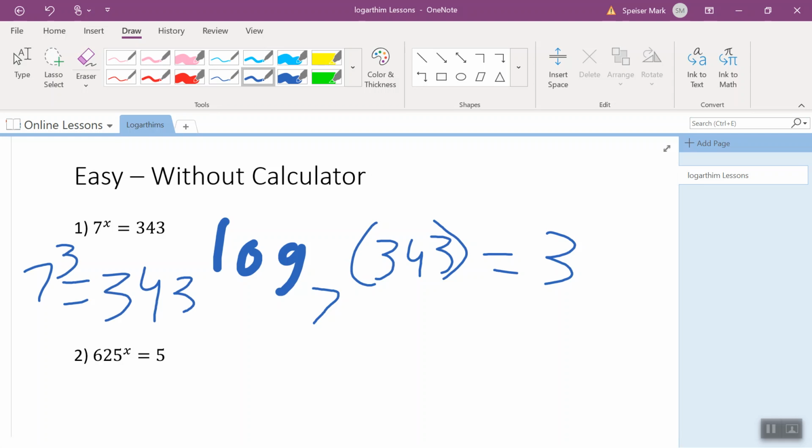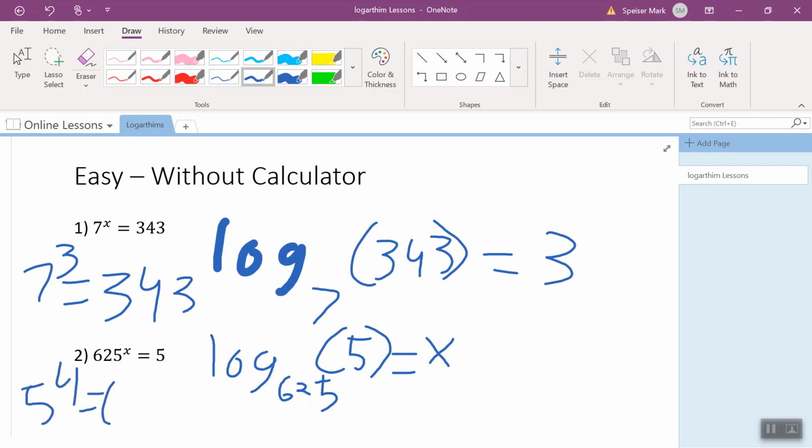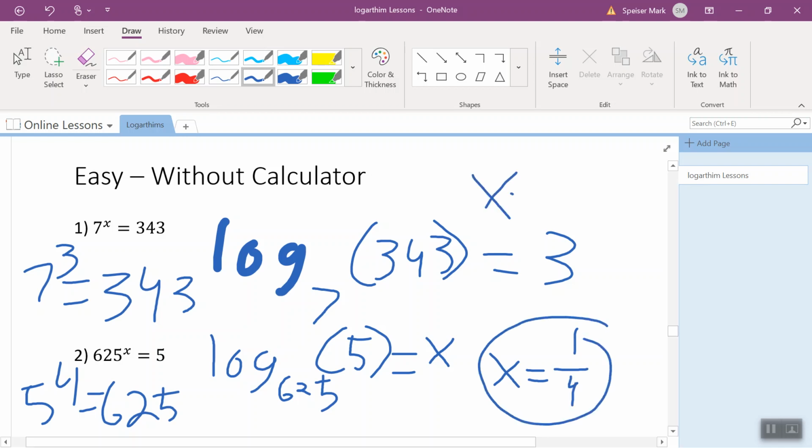On to the next one: 625 to the x equals 5. Rearrange it to log of base 625 of 5 equals x. You can notice that this is working backwards. 5 to the 4th power is 625. And if you're working backwards, you can notice that the 4th root of 625 is 5. So x in this case would equal 1/4. And in the first case, x equals 3.